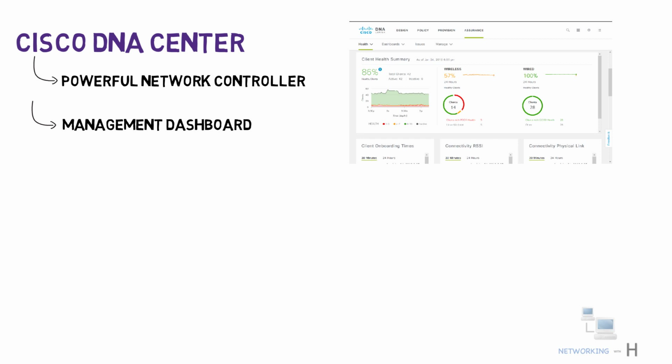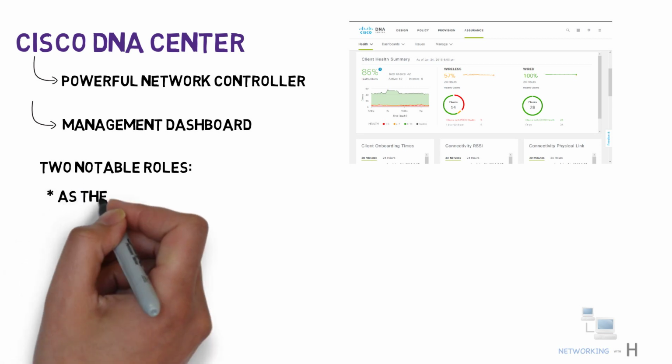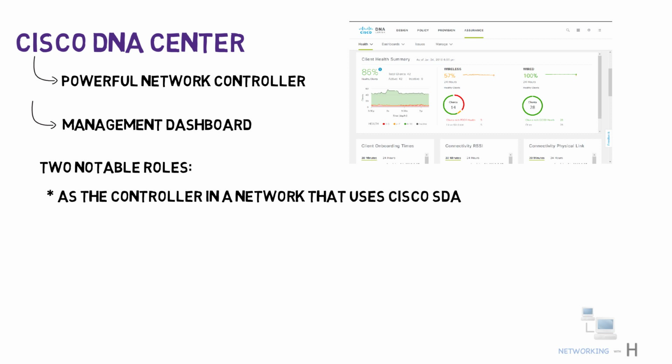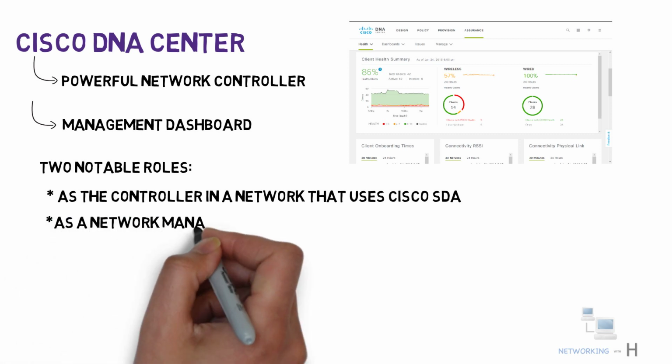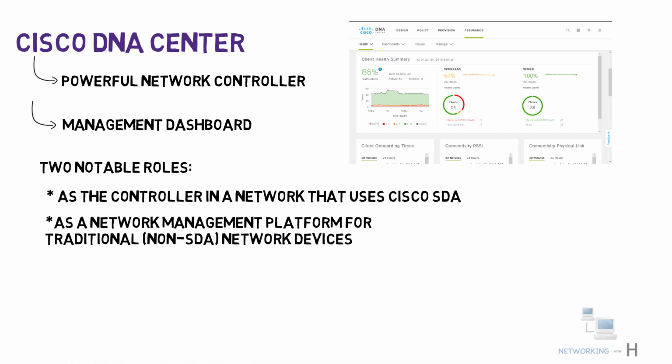Cisco DNA Center has two notable roles. First, as the controller in a network that uses Cisco software-defined access, also known as SDA. SDA and DNA Center work closely together, and any serious use of SDA requires the use of DNA Center. The second role is as a network management platform for traditional network devices, with an expectation that one day DNA Center may become Cisco's primary enterprise network management platform. DNA Center can manage traditional network devices.